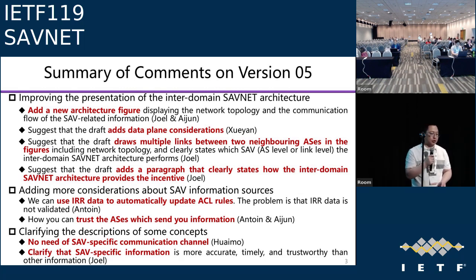The second type of comments is about adding more considerations on cell information sources. Anton commented that they can use our data to automatically update the ACL rules, but the problem is that our data is not validated. And both Anton and Aijun paid attention to the trustworthiness of the cell-specific information communicated between ASes.